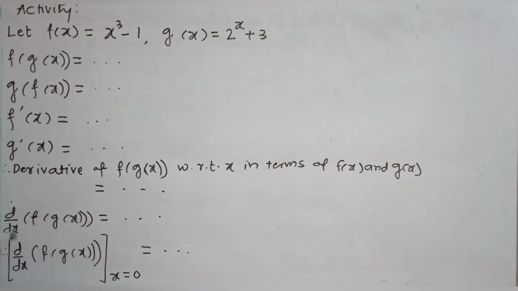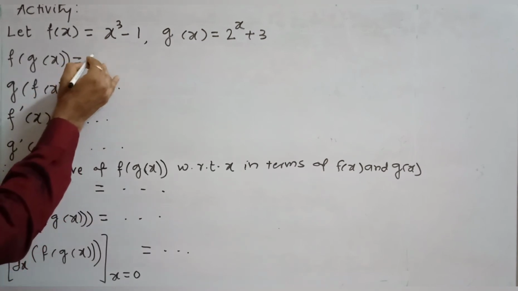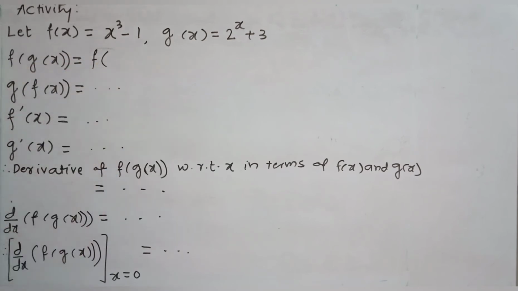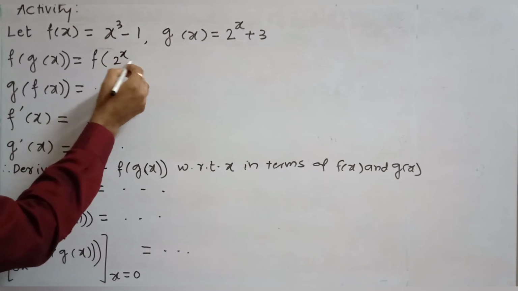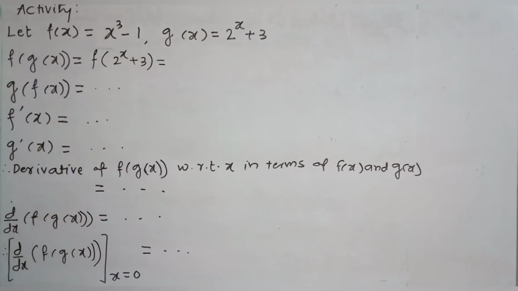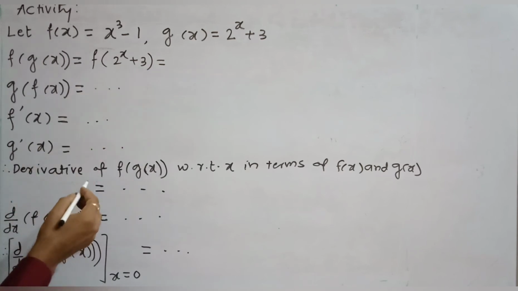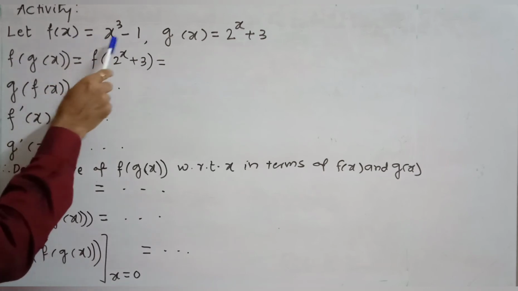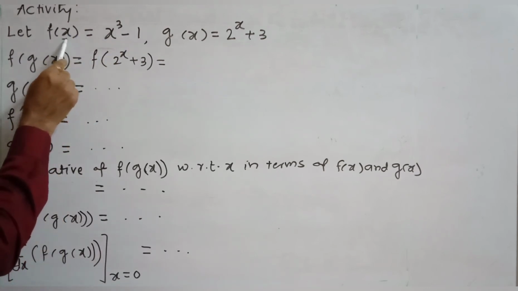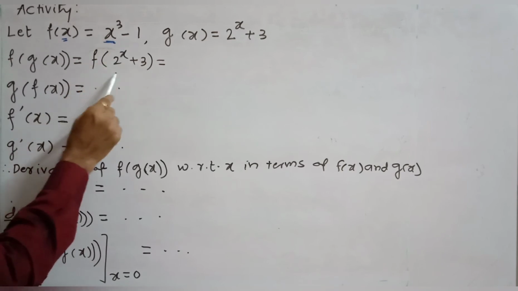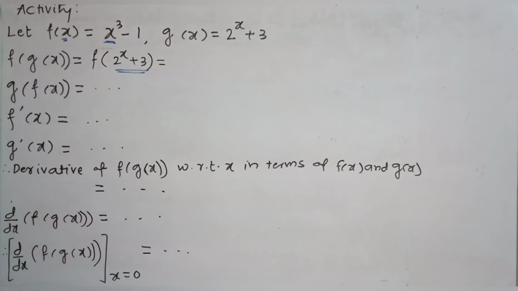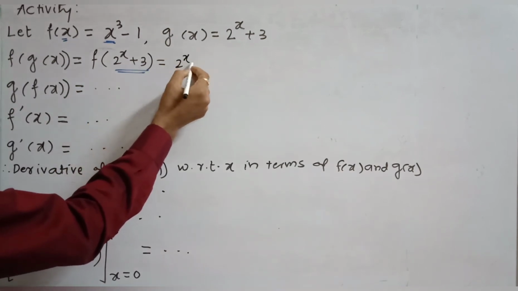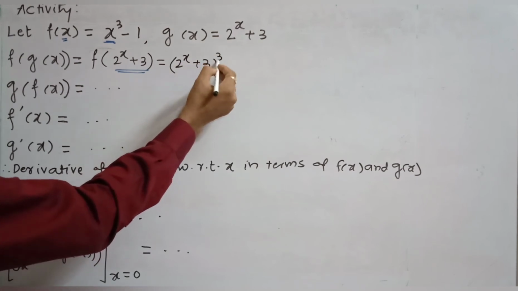How do you write f of g of x? You practiced it in 11th standard. It is f of, you have to write what is g of x in it. g of x is 2 raised to x plus 3, so it is equal to f of 2 raised to x plus 3. The formula of f of x is given to you. f of x is x cube minus 1. So f of 2 raised to x plus 3 should be (2 raised to x plus 3) whole cube minus 1.